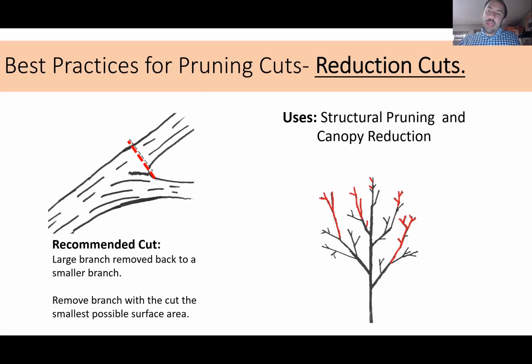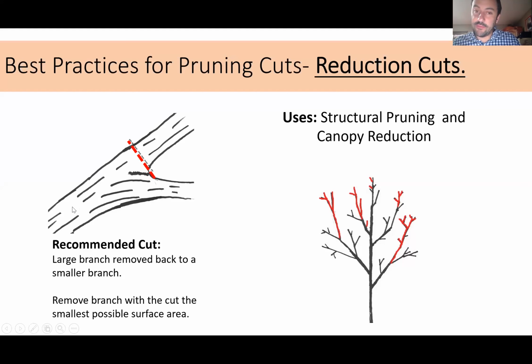There are two other types of cuts that we might use in pruning. One is a reduction cut. So this is kind of the inverse of the removal cut. We're removing a larger branch and leaving the smaller branch. We use this a lot in structural pruning, or it's really the only type of cut you can use to reduce the overall size of the canopy of a tree, like to keep it out of power lines or keep it away from a structure. There is no collar involved here, right?